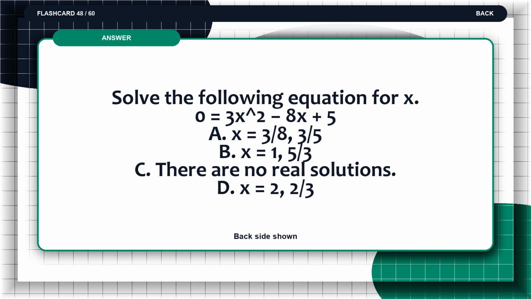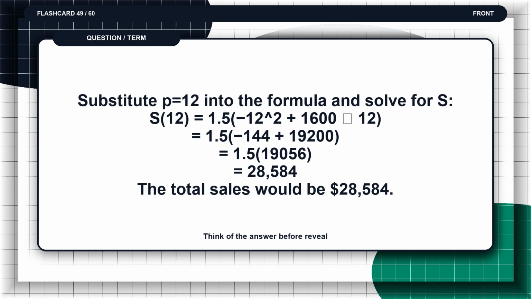The answer is, solve the following equation for x: 0 equals 3x² - 8x + 5. A: x equals 3/8 or 3/5, B: x equals 1 or 5/3, C: there are no real solutions, D: x equals 2 or 2/3.